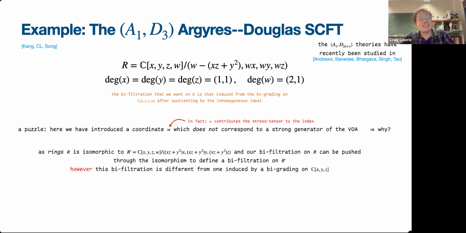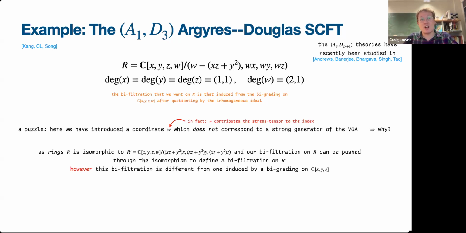Well, as rings, you can see that this W is sort of irrelevant. I can take the W, solve the first equation, and plug it back into the subsequent three equations in the ideal, and I get this ring R prime. Now, this R prime is isomorphic to R, and of course you can take the bifiltration that we defined on R here and push it through this isomorphism to define a bifiltration on R prime.